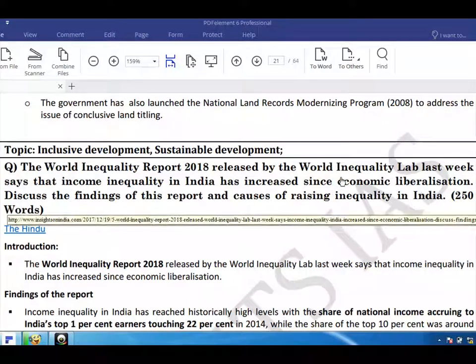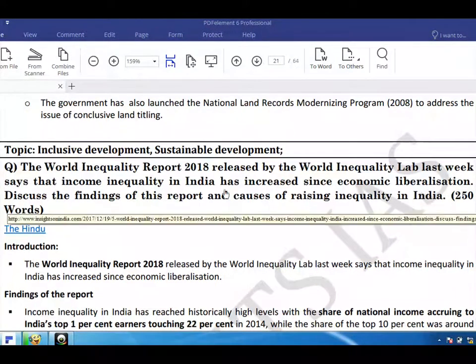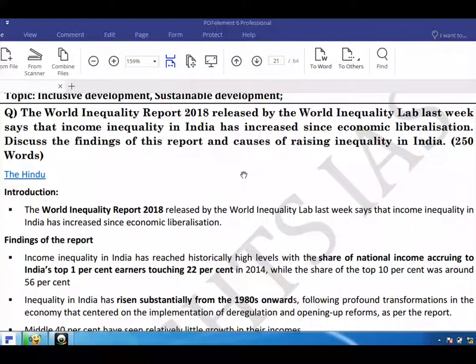The World Inequality Report 2018, released by the World Inequality Lab last week, says that income inequality in India has increased since economic liberalization. Discuss the findings of this report and causes of rising inequality in India. 250 words. The Hindu.